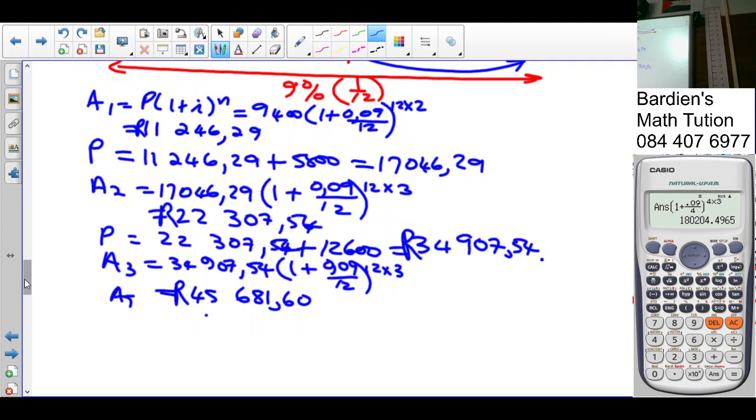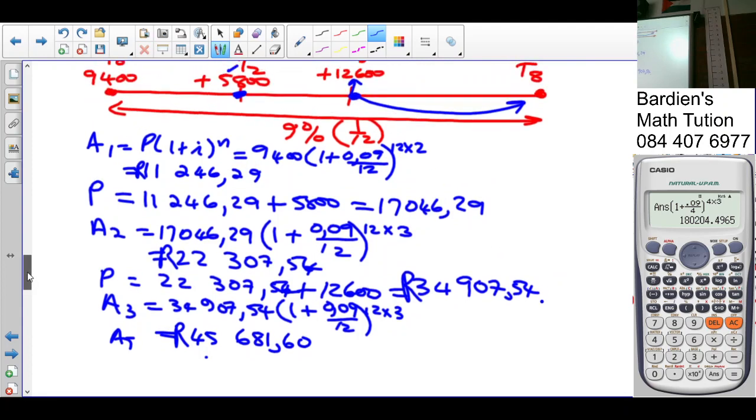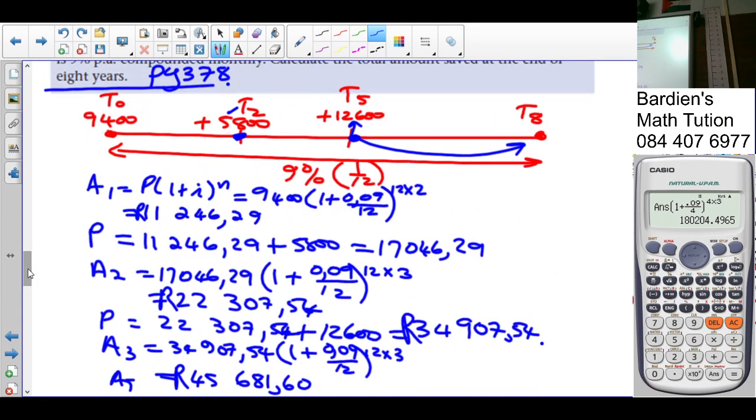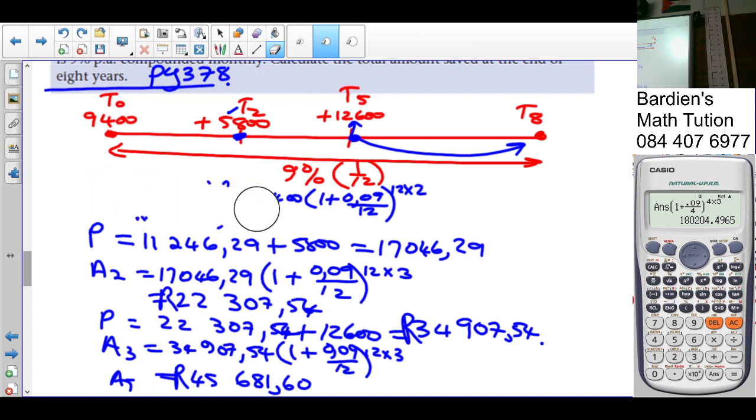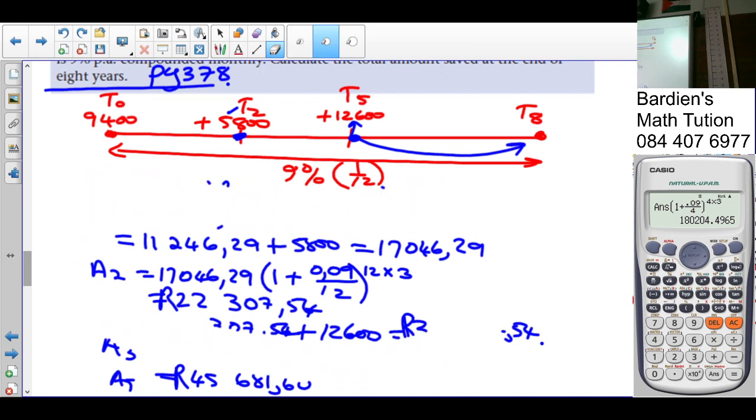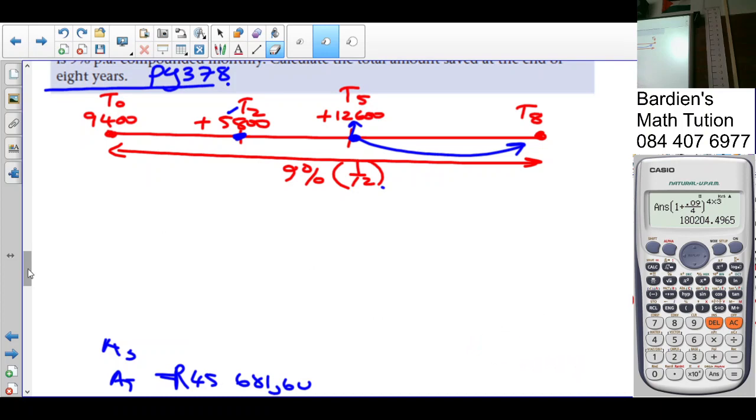Who got that answer? Is there any of you that's using the short method? Who's using the short method? Right, so I'll do it the short way as well. There's two ways of using the short method. I use the change on the interest.